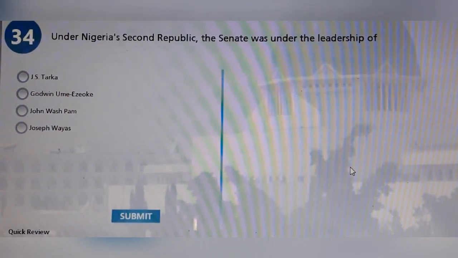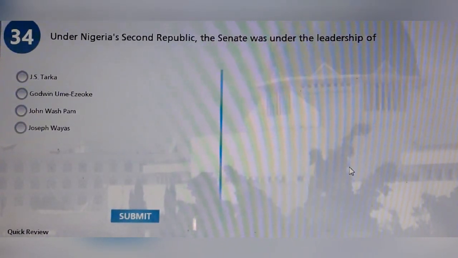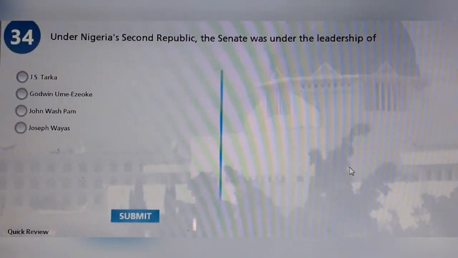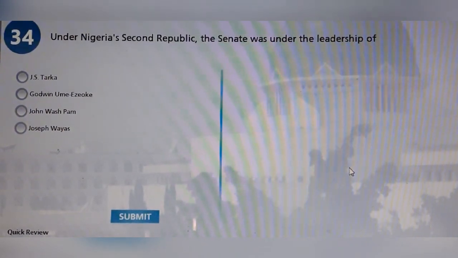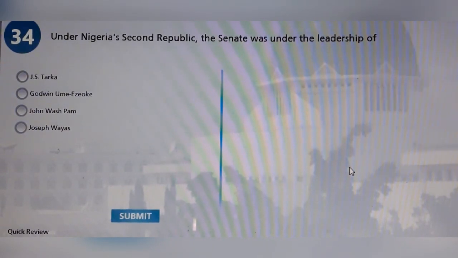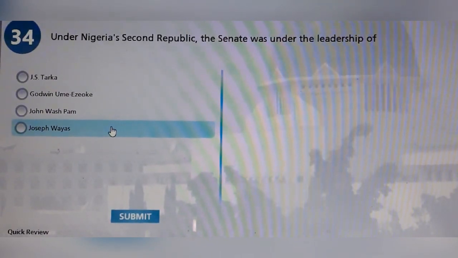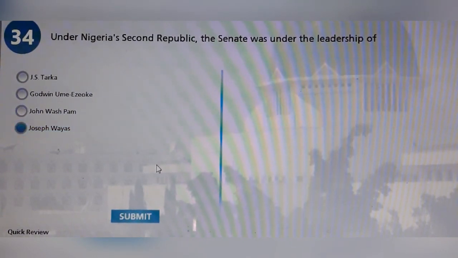Number 34 says, under Nigeria's second republic, the Senate was under the leadership of A. J.S. Tucker, B. Godwin Ume Ezioke, C. John Wash Pam, and D. Joseph Wires. Under Nigeria's second republic, who was the Senate president? Of course, if you study your current affairs very well, you will know that under Nigeria's second republic, Joseph Wires was the Senate president.